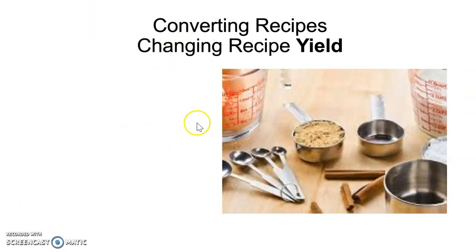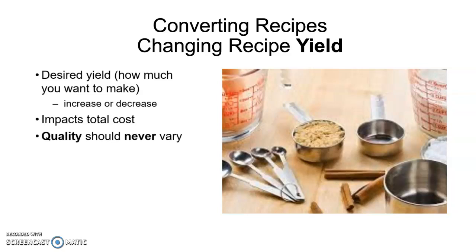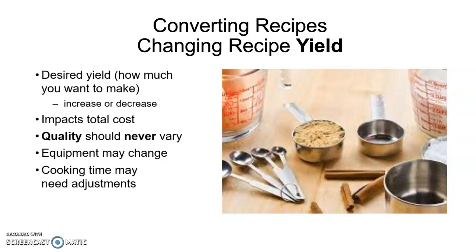We call it changing recipe yield. So the desired yield is how much you want to make. Either you're going to be increasing or decreasing the total amount. This also impacts the total cost. Quality should never vary. Whether you're making 5 or 500, it still should have the same quality. Equipment could change. If you're going from an 8x8 pan and you're doubling it, you're probably going to need a 9x13 pan. Cooking time may need adjustment.